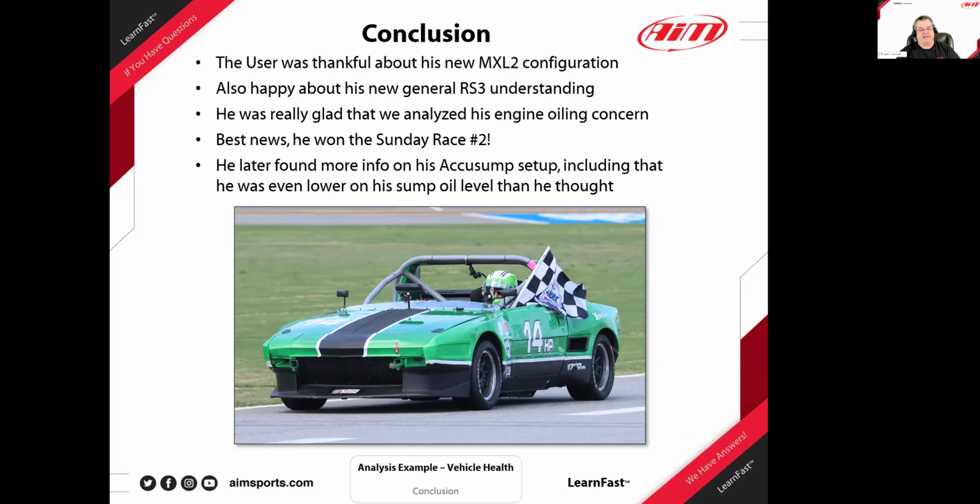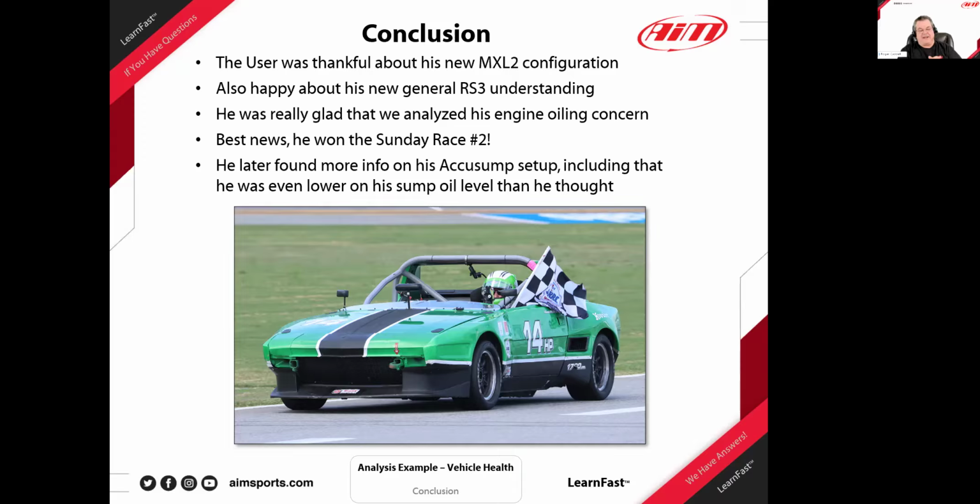He was really glad that we analyzed his engine oiling concern. He knew there was kind of a problem; that's why he added the AccuSump. So it wasn't totally new to him, obviously, but he was trying to find that solution. The data gave him a much better idea and let him understand exactly when things were going on. And the best news is he won his Sunday race number 2. Here's a picture of his car, and him making his victory lap.